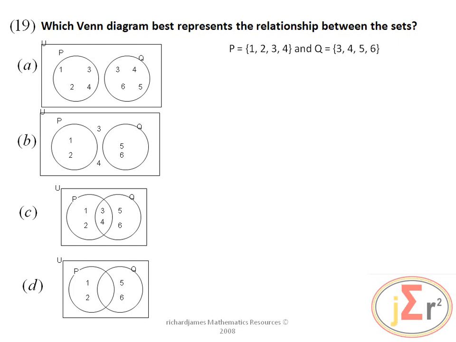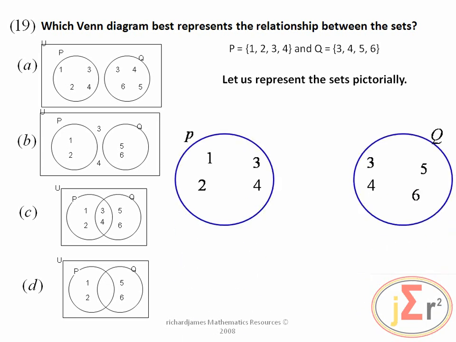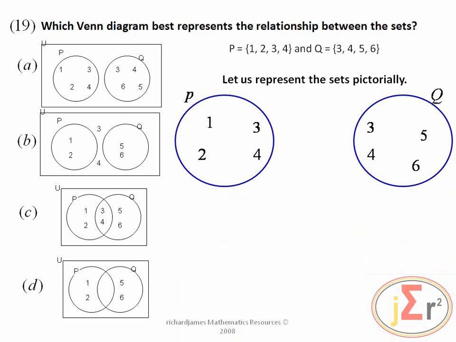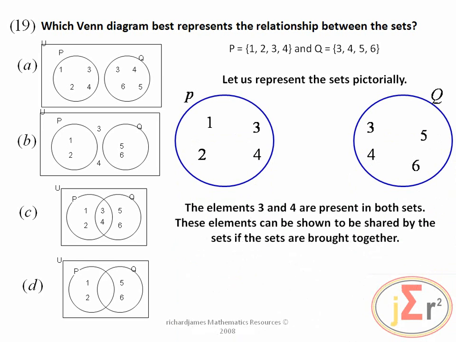Which Venn diagram best represents the relationship between the sets? So let us represent the sets pictorially. Set P: 1, 3, 2, 4, and set Q: 3, 4, 5, 6. The elements 3 and 4 are present in both sets. These elements can be shown to be shared by the sets if the sets are brought together. So if we put them together, unite them somewhat, 3 and 4 will be the elements shared by the two sets, and that will be demonstrated.